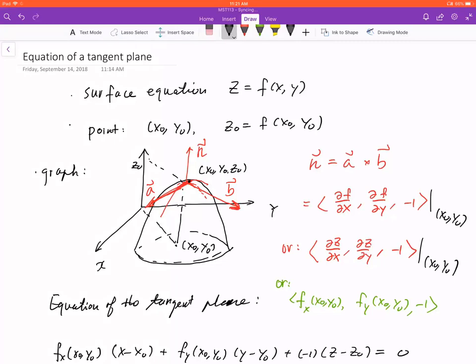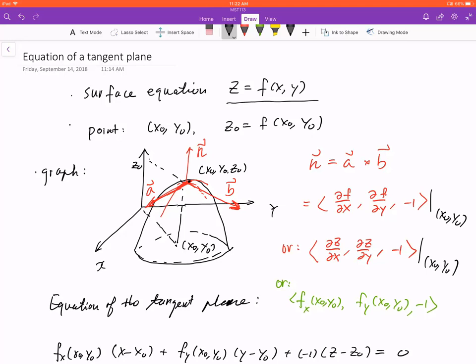All right. Now we know how to find the equation of a plane using its normal vector. We can now find an equation of a tangent plane to a surface. And here is the formula, and we're going to explain where this formula is from. So we have a surface given by this equation, z is equal to f of x, y. This is our surface equation.